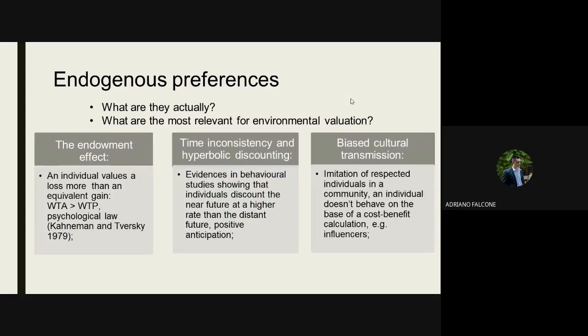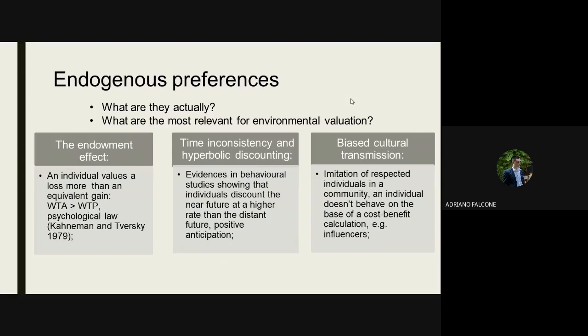And these are three. We have the endowment effect, which consists in the fact that an individual values a loss more than an equivalent gain. And so the consequence is that we have the willingness to accept that is greater than the willingness to pay, as Stefano told us before. And this is considered as a psychological law.